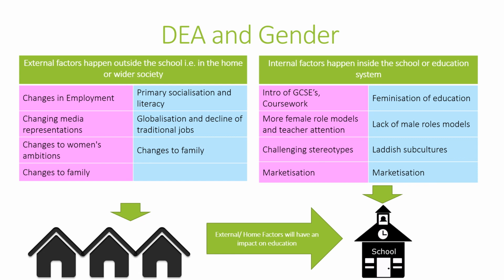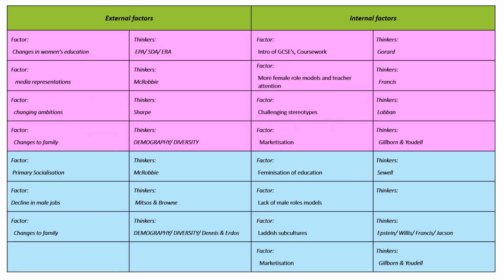The laddish subcultures, again, challenge or go against the values of education. And marketisation, schools would prefer girls. Girls get better grades. Boys don't get as good grades, so they're not going to be the key pupils they want to get in first. And again, a bigger table here with some of those key concepts, some of the key thinkers. Again, you can take this table and add to it and develop it, but this is a very brief overview.